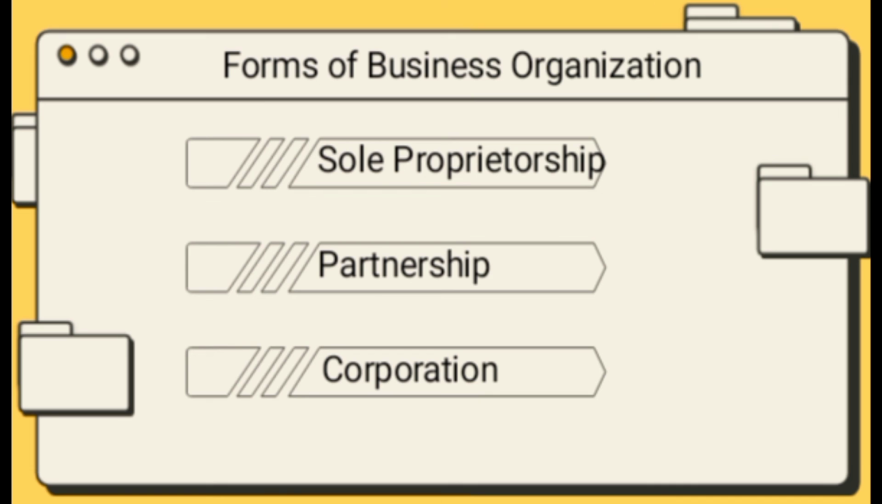C corporation. A C corporation is a corporation that is taxed separately from its owners. It gives the owners limited liability, encouraging more risk-taking and potential investment.